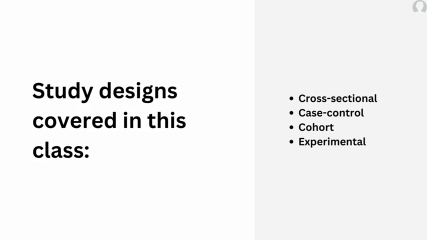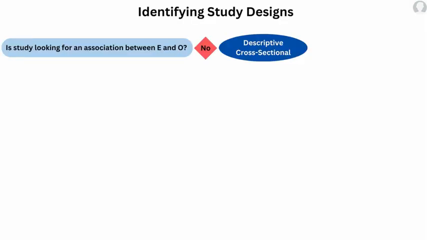We will start this week with cross-sectional and case control study designs, which are quicker and cheaper than the other designs, so they're a good place to start when seeking the answer to a new research question, that is, something that hasn't been studied before. During the next 2 weeks, we'll learn how to identify study designs when reading a study description.